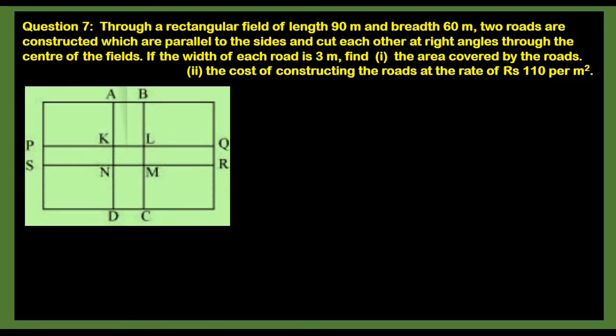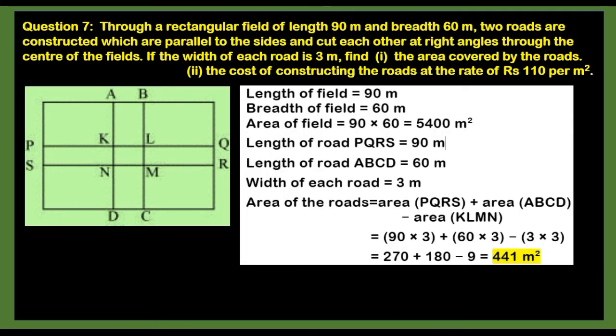So first I draw the figure, and you can see two crossroads are shown, and length of the field is given as 90 meter, breadth of the field is given as 60 meter. So area of the field is length into breadth, and I get 90 multiply 60. This is 5400 meter square.